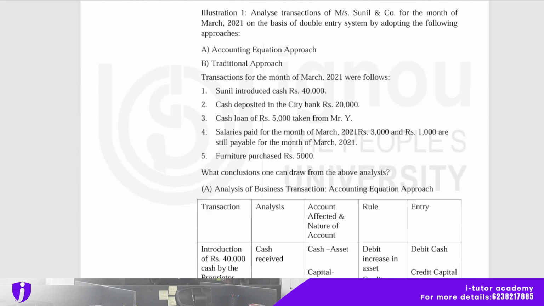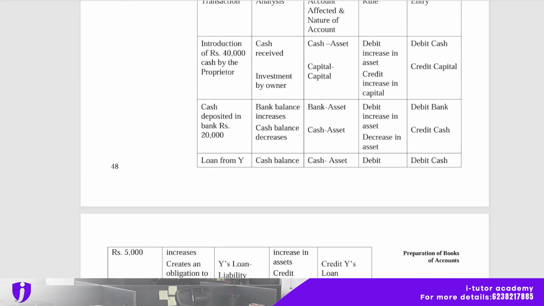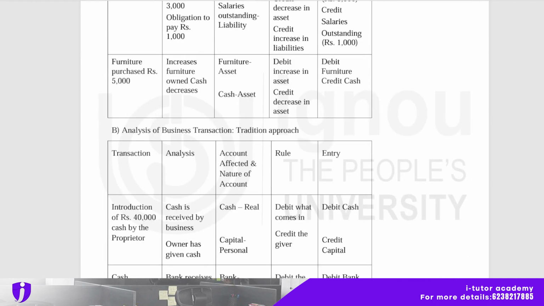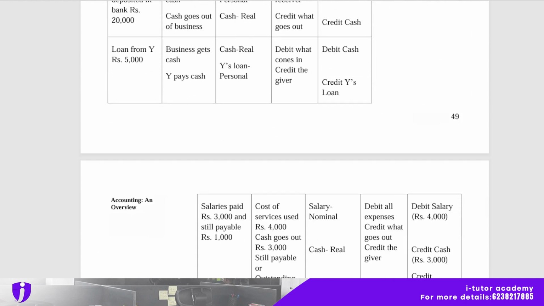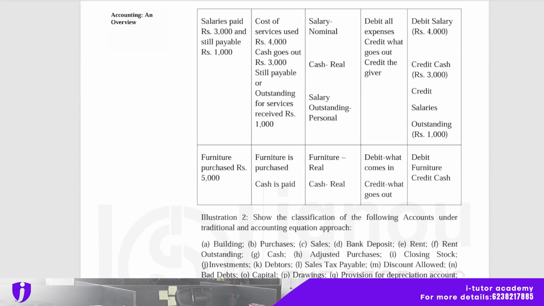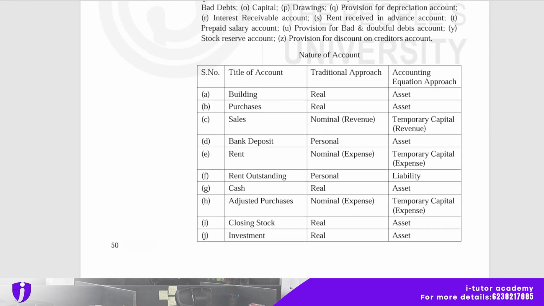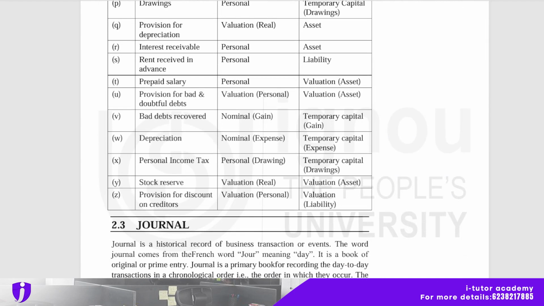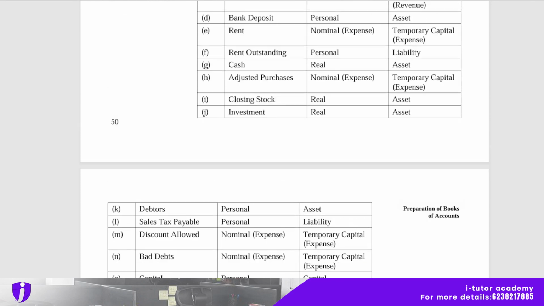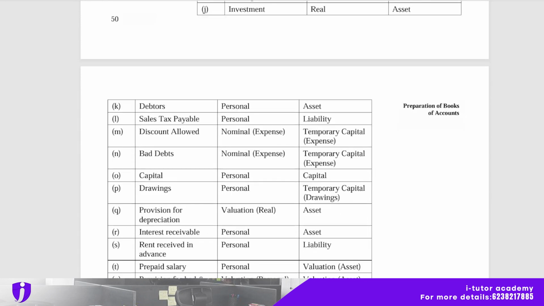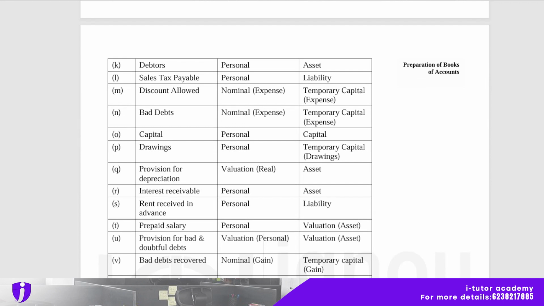So that is about the accounts. Here is an example and tables also. Analysis of business transactions, the traditional approach, and different approaches are there. You just go through it. You will find it in your IGNOU study materials, MMBC 004, unit 2. Tables are there, so you just go through them, and if you have any doubt regarding these tables, you can contact our contact number or comment in our comment box. The next section of unit 2 we will cover in the next video.